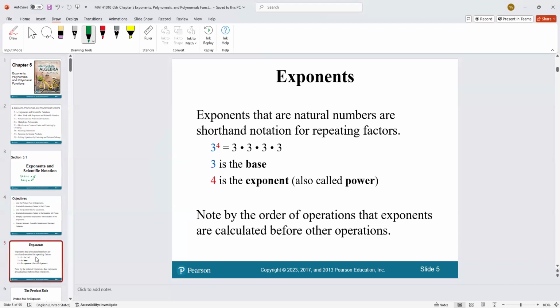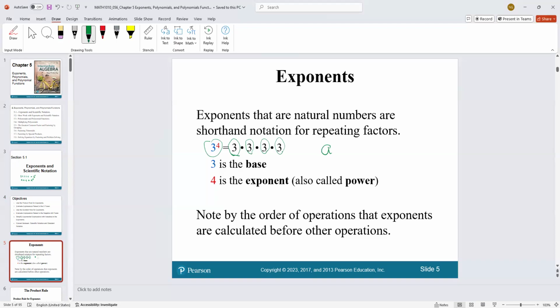So let's start with the first objective, which is the use of the product rule for exponents. So what's an exponent exactly? If m and n are positive numbers, exponents that are natural numbers are shorthand notation for repeated factors. As you can see here, having 3 power 4 means we have 4 factors of 3. So 3 is the base, and 4 is the exponent that we call the power.